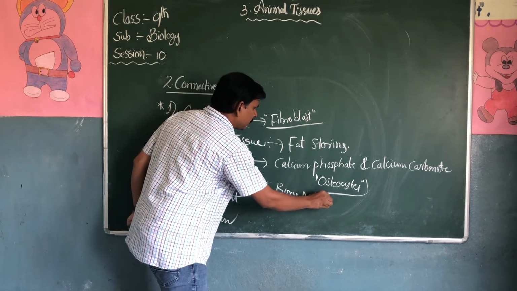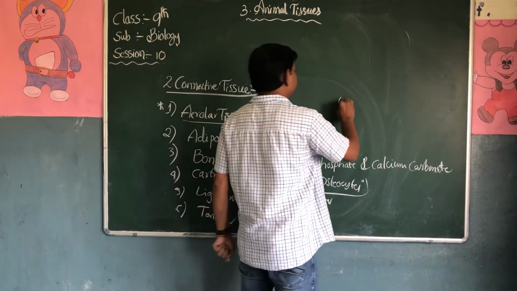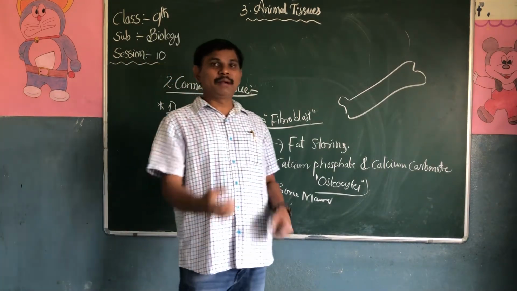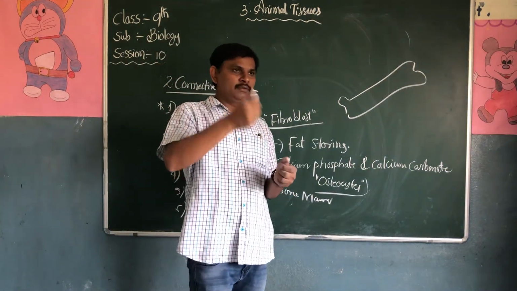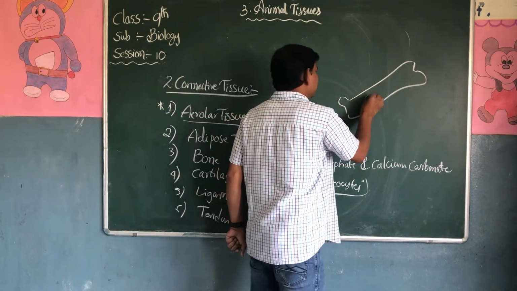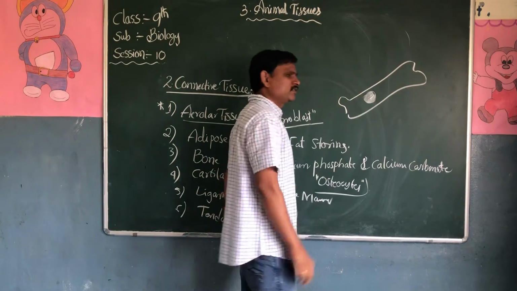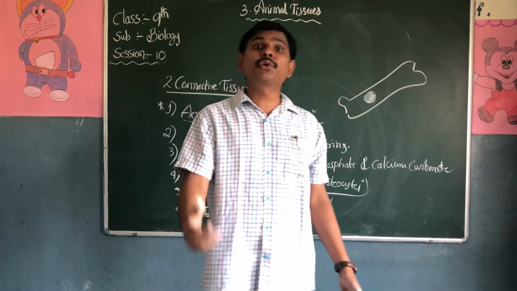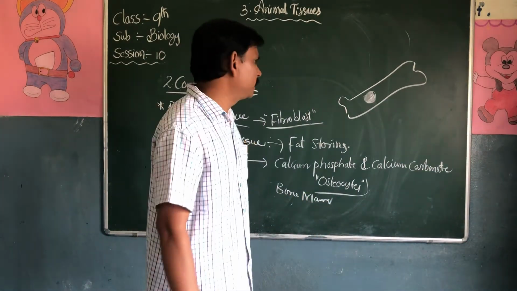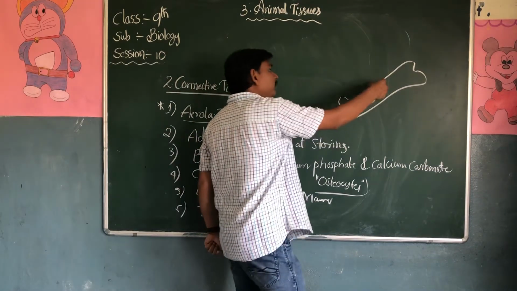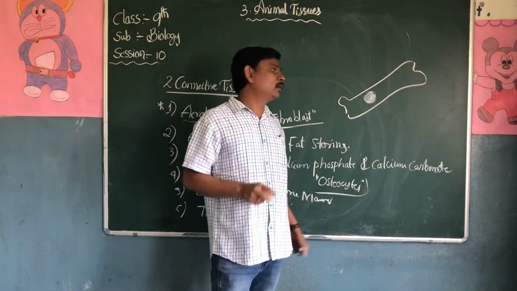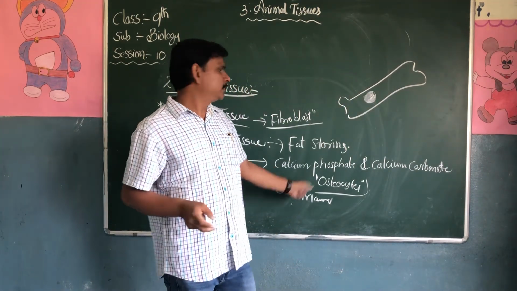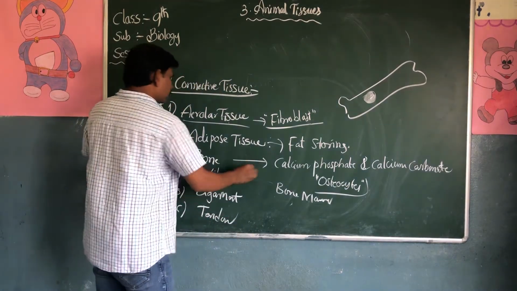Have you heard of bone marrow? Now you will remember it. In mutton there is bone marrow, and it is very tasty. In the bone marrow, blood is prepared. It is very important that blood cells are prepared in the bone marrow, along with osteocyte cells. Next one is cartilage.